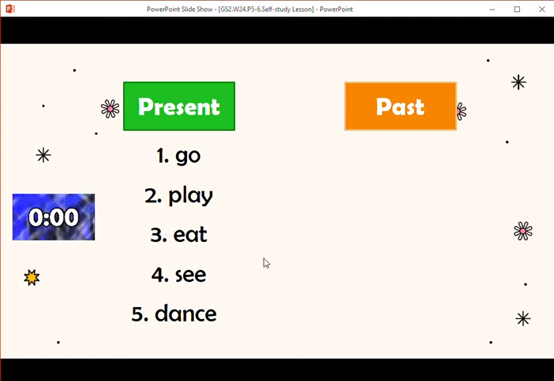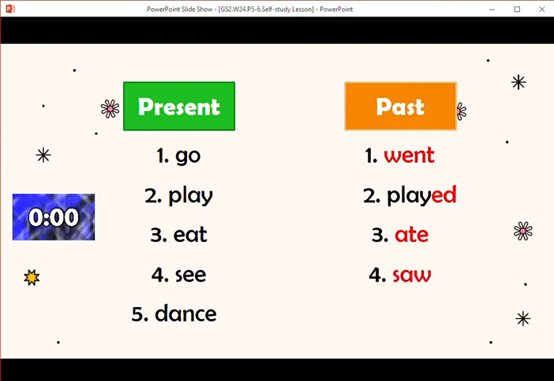Alright, time's up. Now let's check the answer. Number 1. Go changed into went. Number 2. Play changed into played. Number 3. Eat changed into ate. Perfect. Number 4. See changed into saw. And the last one, number 5. Dance changed into danced. Well done.